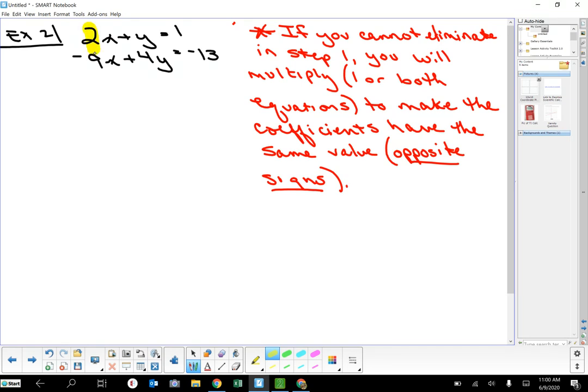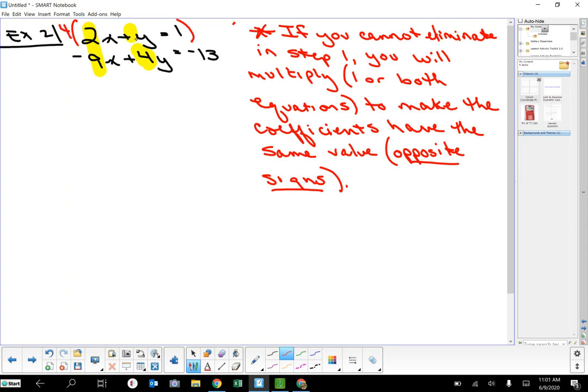We want to look at the coefficients on the x's and the coefficients on the y's. Well, we have a 2 and a negative 9 on the x's, a 1 and a 4 on the y's. So your job is to decide, and you can do this any way you want. There's multiple things. You could make the x coefficients equal 18. You could multiply the top equation by 9 and the bottom one by 2. Or you could make your y's equal 4.